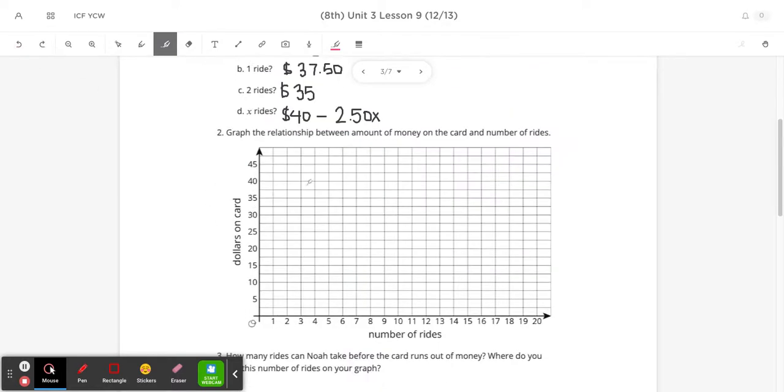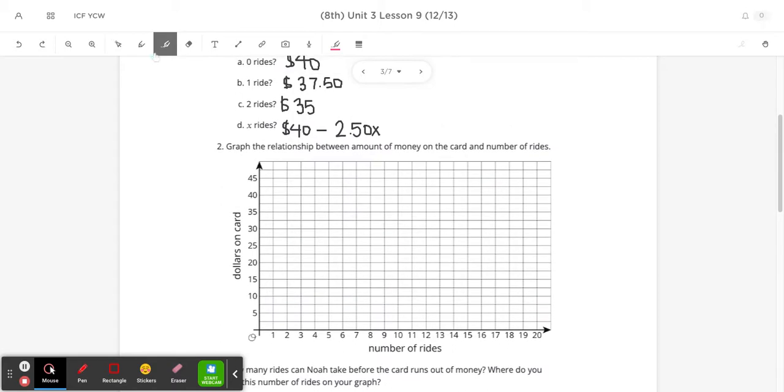Go ahead and pause this video to graph the relationship between the amount of money on his card and the number of rides. What I mean by that is all of the coordinate pairs that would represent rides and money. For example, in B, you would have a coordinate pair of 1 ride, $37.50 left.